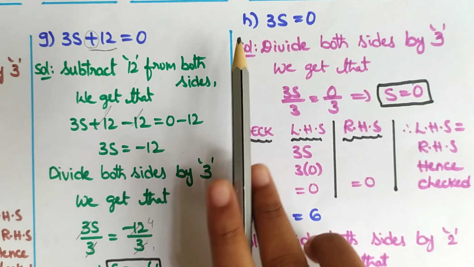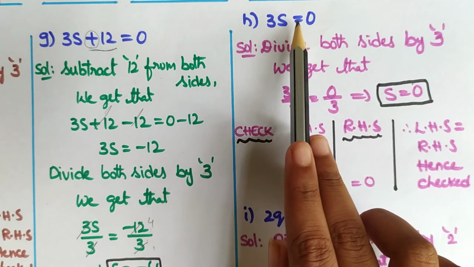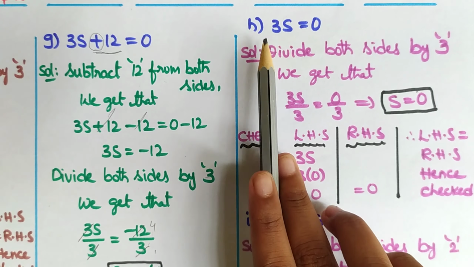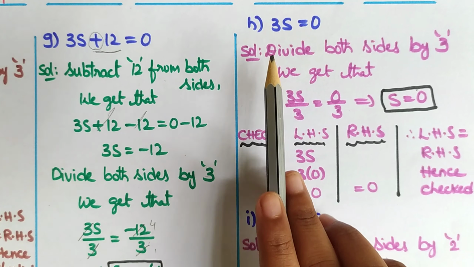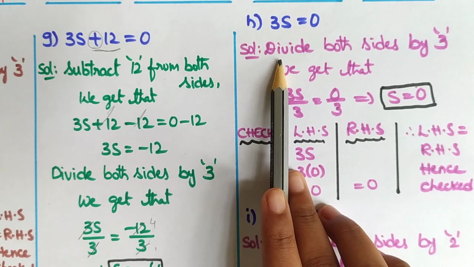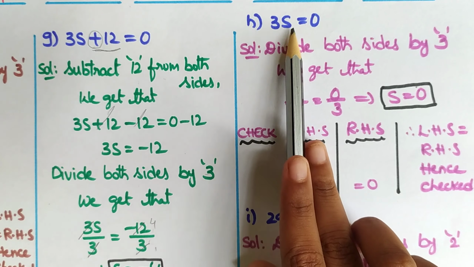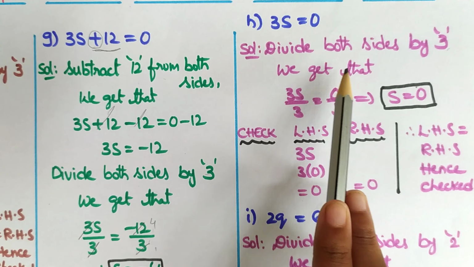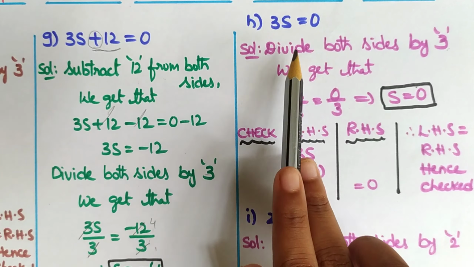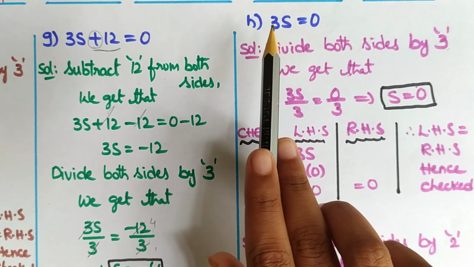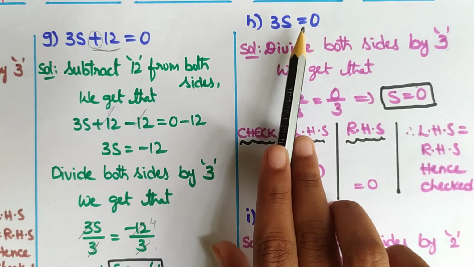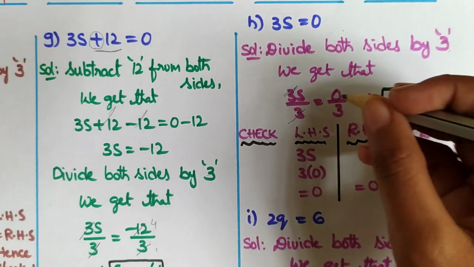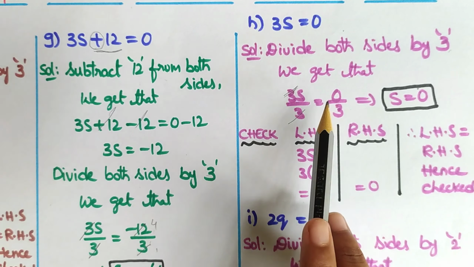Okay friends, now let us see H bit. 3s is equal to 0. This is the equation. Now it is 3s, 3 into s, that means you have to do the opposite of multiplication, division. So 3 into s is equal to 0. Divide both sides by 3, we get that 3s by 3 is equal to 0 by 3. Here 3s by 3 get cancelled, and 0 by 3 is 0.